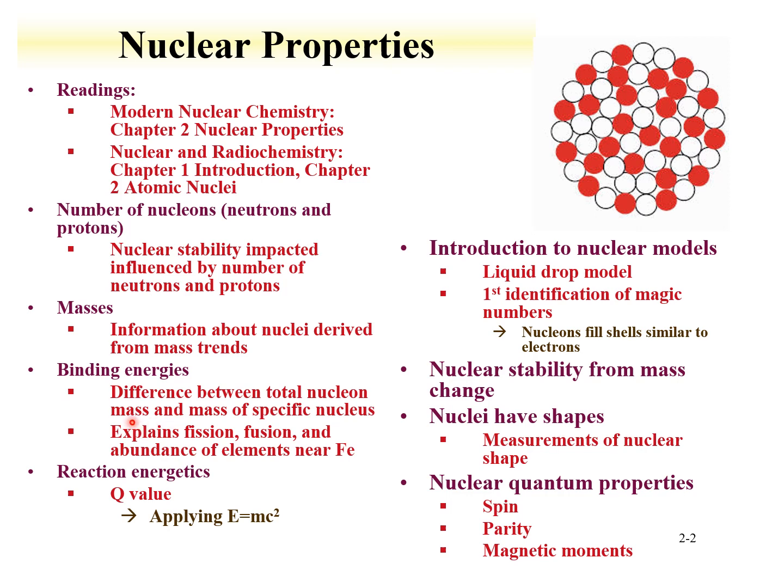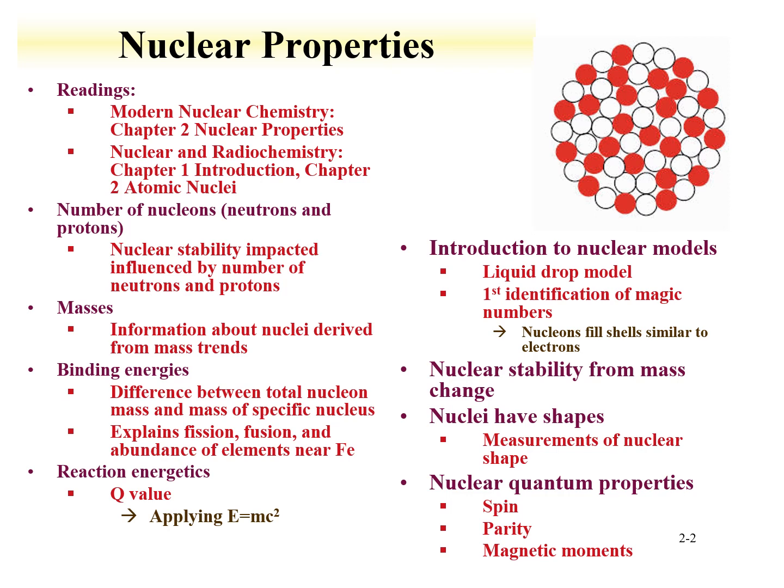We're also going to explore how binding energy, this difference between the mass of the total nucleons and the mass of the specific nucleus, is going to be used to explain fission, fusion, and abundance of elements near iron. We're also going to talk about reaction energetics, the energy from nuclear reactions, and we're going to apply E equals mc squared. All we're looking at is changing of mass, and that goes into energy, or if we change energy into mass. So the energetics of nuclear reactions are actually an application of E equals mc squared.